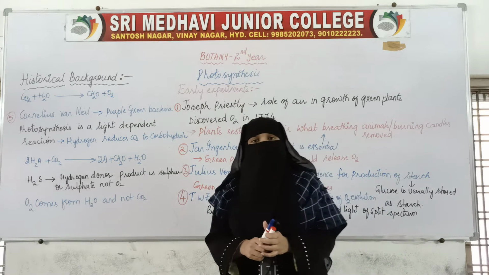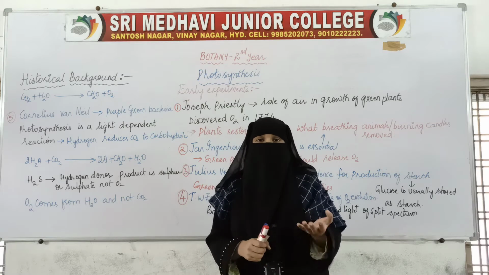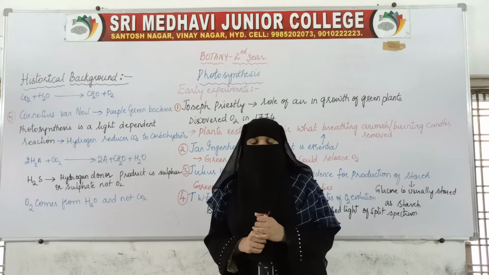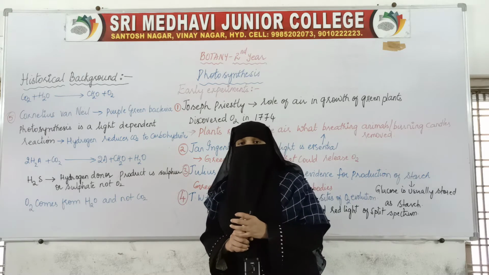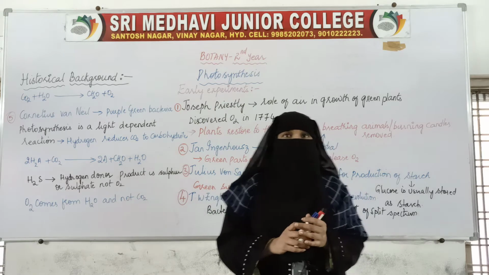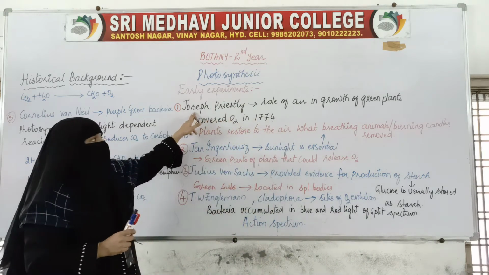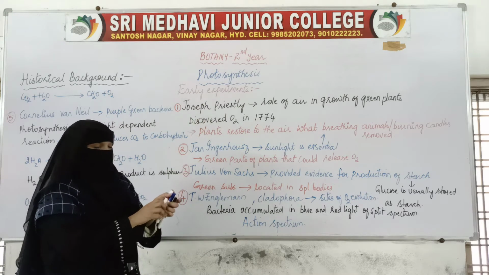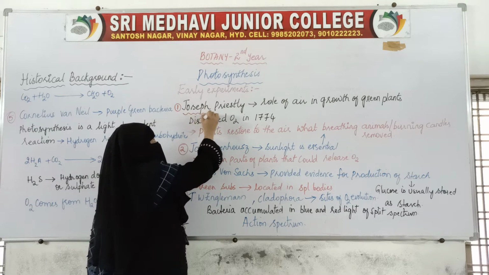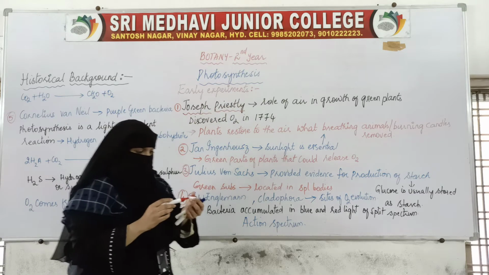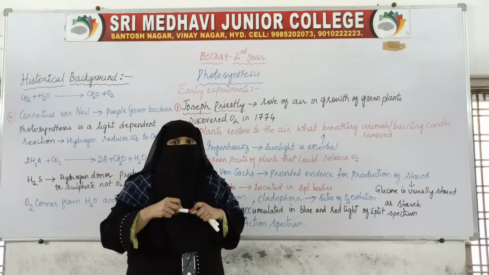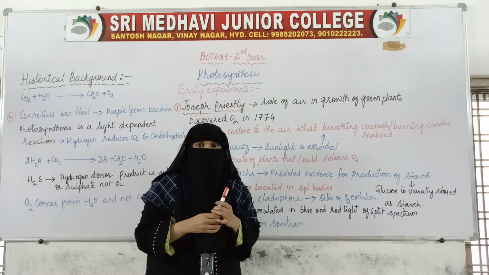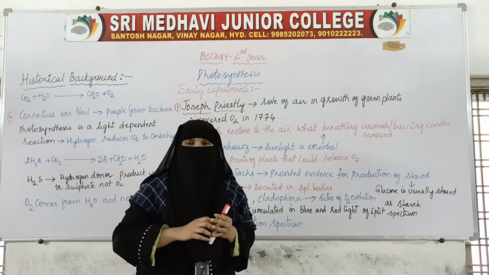Okay, now let us move on to the historical contributions of different scientists to the process of photosynthesis. The first scientist is Joseph Priestley. He discovered oxygen. We have known this, that Joseph Priestley is the scientist who discovered oxygen, as seen in the 7th class, in previous classes.